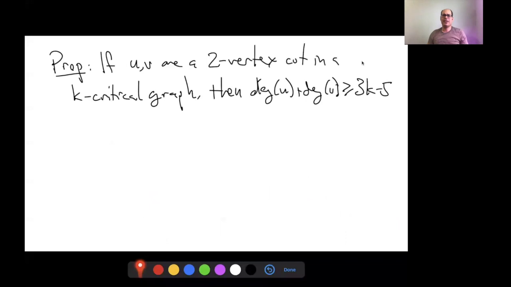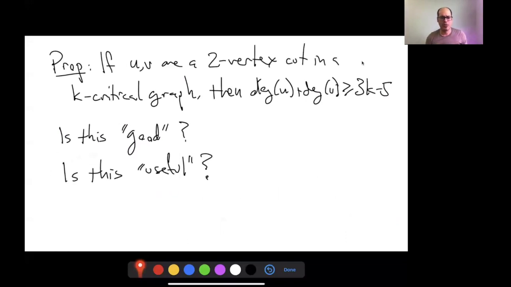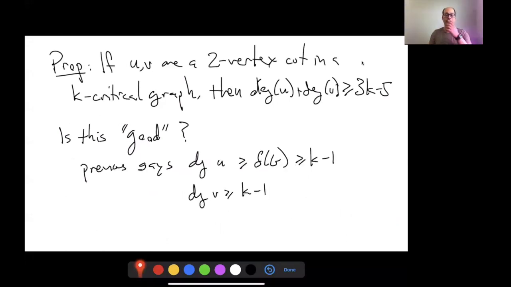Now, if you think about this statement, some natural questions arise. Is this a good number for the degrees? And why? Is it useful? Why should we care that we can do that? So let me answer both of these questions in turn.